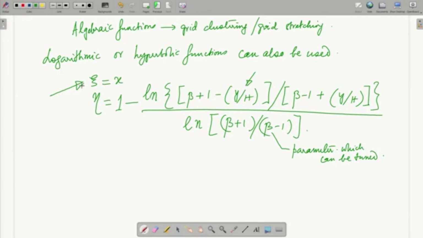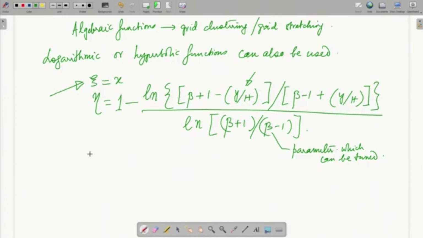Notice that there is no clustering along the x direction, because xi is equal to x, that gives you uniform mesh along x. So, this is typically going to produce a grid clustering which is suitable for wall bounded flow, and wall is essentially horizontal.